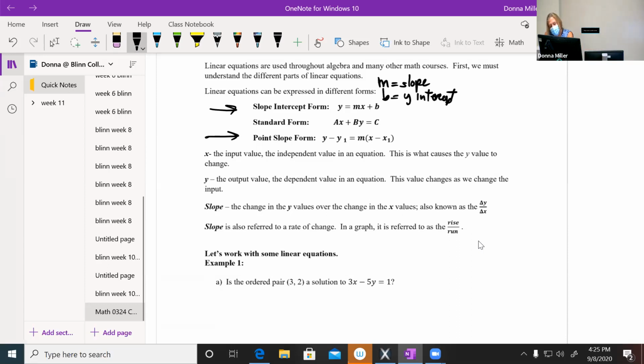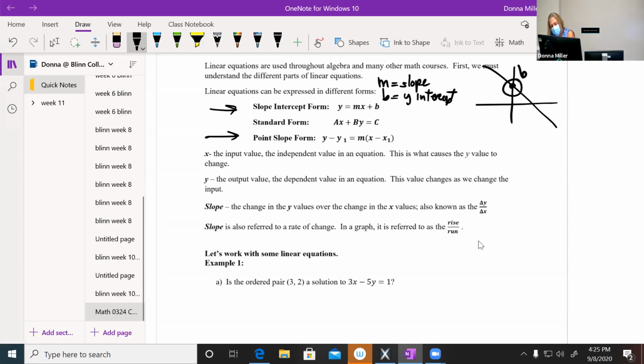Be careful with the graph. The y-intercept is where it crosses the y-axis. It's right here. This is b. b is not where it crosses the x-axis. It's where it crosses the y-axis. That's a common mistake. So that's your y-intercept. Your slope is a measure of steepness.